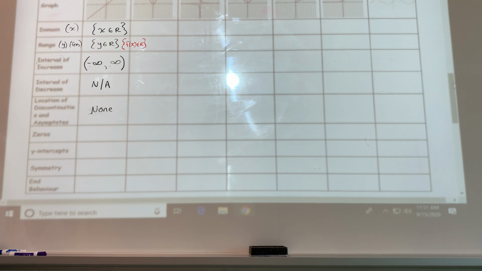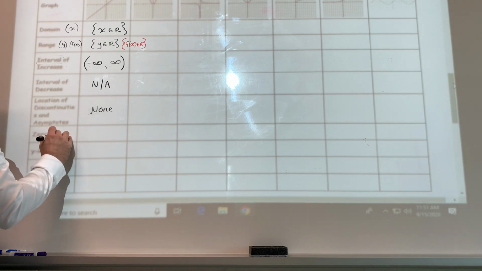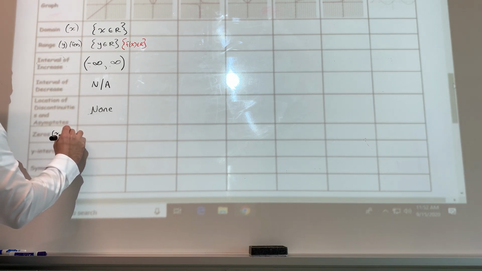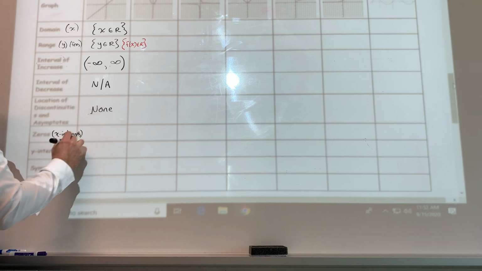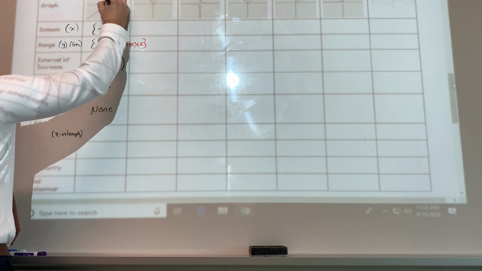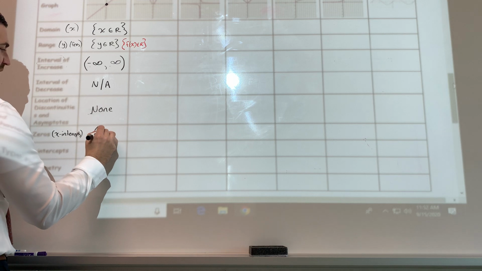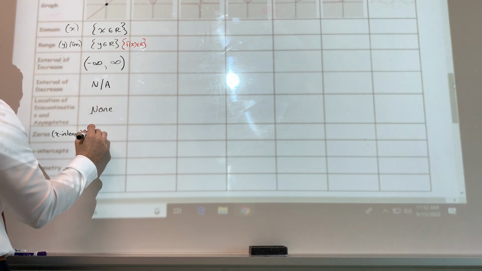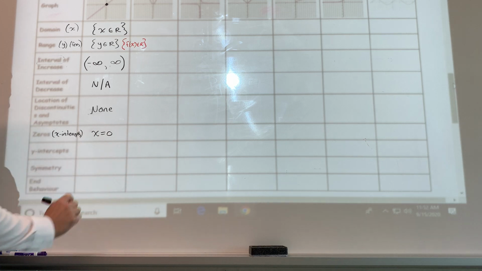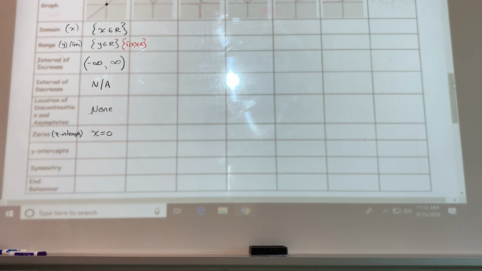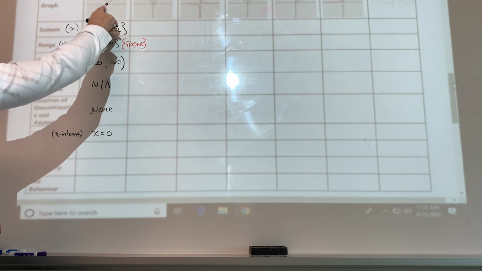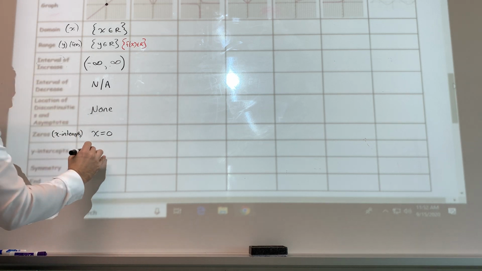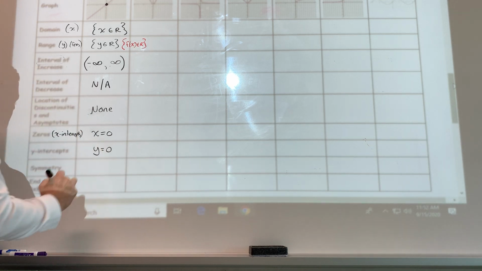Zeros, remember, zeros are x-intercepts. The x-intercept is here at 0, so we have x equals 0. For the y-intercept, it's the same place because it's at the origin, so y equals 0.